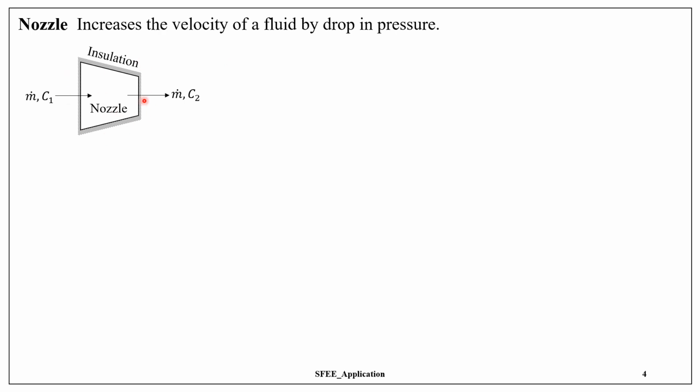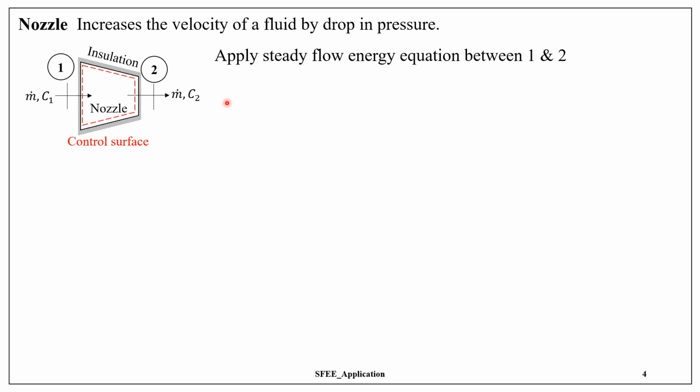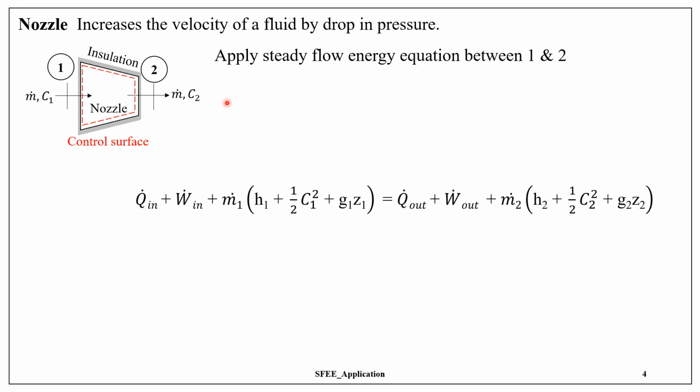In order to analyze what is the exit velocity, that is c2, consider two sections by putting a control surface. So in order to analyze, we need to put a control surface, and two sections 1 and 2 are considered. Apply the steady flow energy equation between 1 and 2. That equation is this one. Once again, neglect potential and kinetic energies.